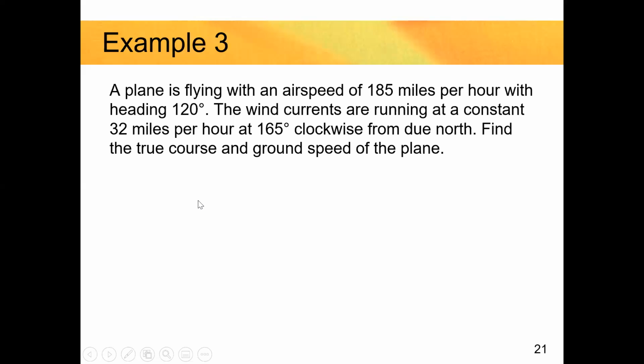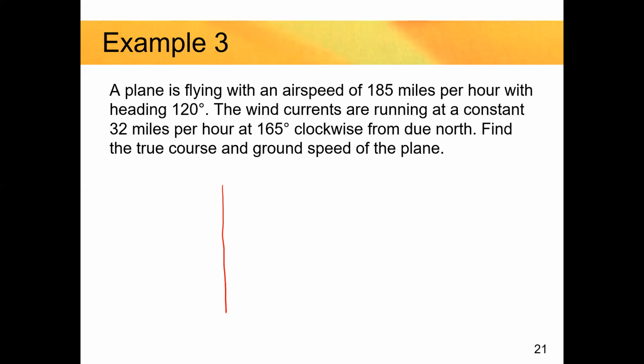Okay, so let's jam with it. Here's this one. A plane is flying with airspeed of 185 miles per hour, heading 120 degrees. The wind current is running at a constant 32 miles per hour at 165 degrees clockwise from due north. That's how we measure it here. So find the true speed of the airplane.